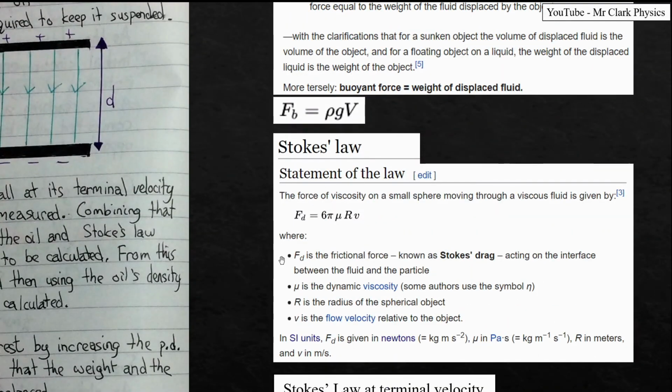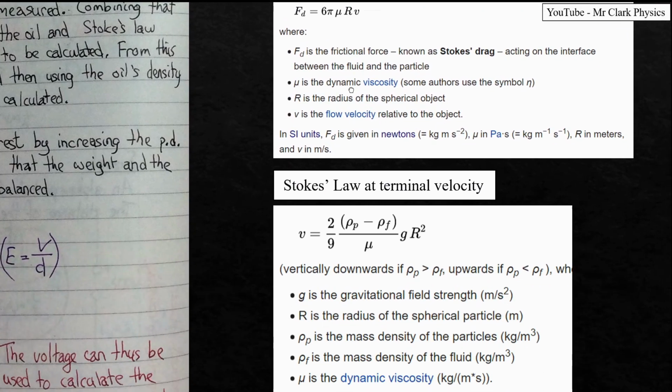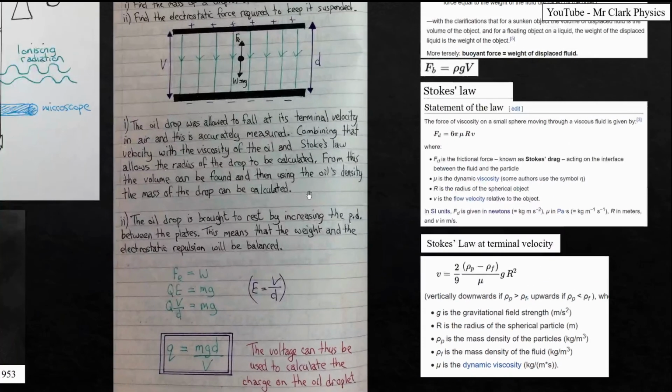If you combine all three of these things together, so the drag, the buoyancy, and weight, and do a little bit of algebra, you end up with this equation here. This is Stokes' law for terminal velocity, and it depends upon the density of the oil as well as the density of the air. I encourage you to have a look at that if you're interested in it.